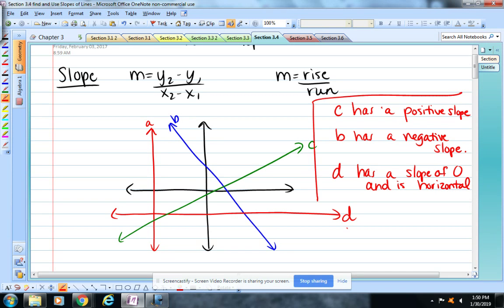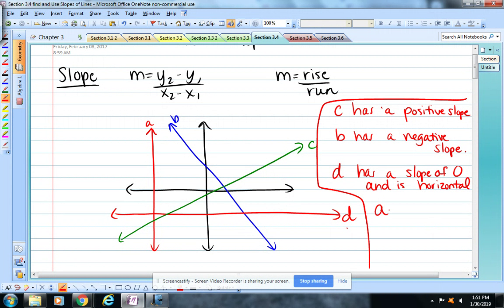So what can you tell me about line A? It's vertical. What's the slope of a vertical line? Well, if it's vertical, it's completely up and down. Can you measure how steep it is if it's perfectly up and down? No, you can't measure how steep vertical is because it's perfectly steep. All right? So we call the slope undefined. So vertical line slopes are undefined.